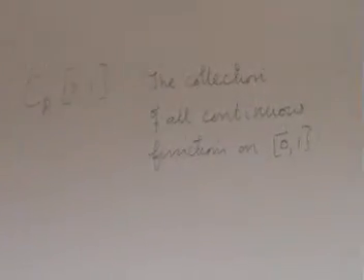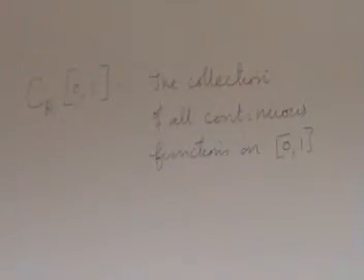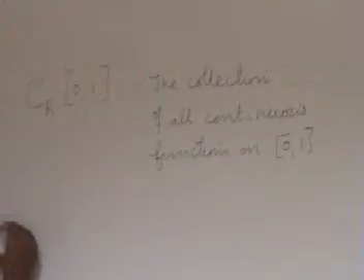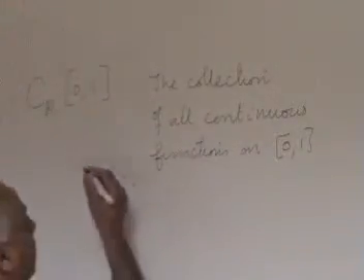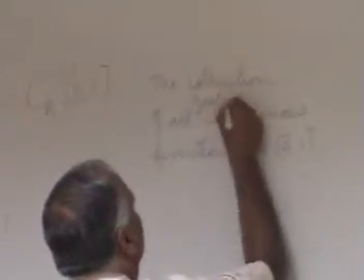You can replace 0,1 by any closed bounded set [a,b]; we also normalize it to [0,1]. Various things that we observed, first was the following. C_R[0,1] is the collection of all real valued continuous functions, the R stands for real valued.